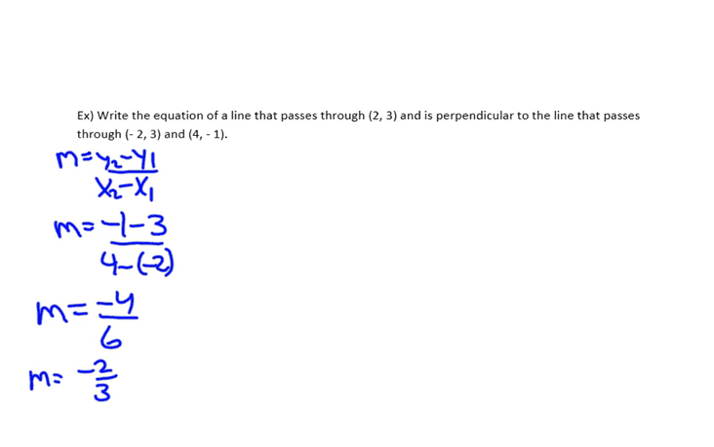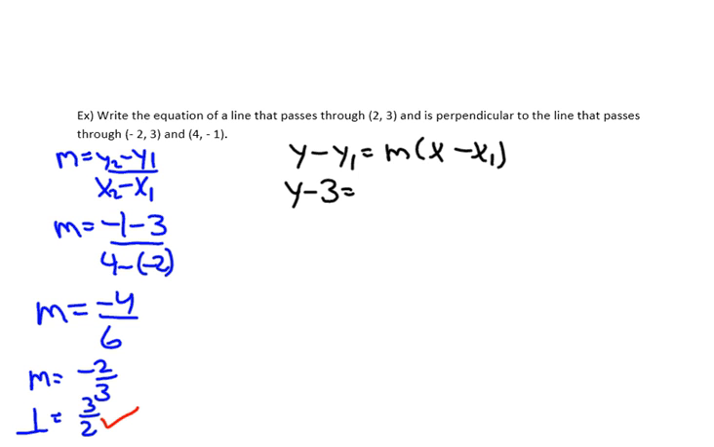Now, keep in mind it's perpendicular. So the perpendicular slope, that's the upside down capital T, is not only the reciprocal, but the opposite sign. So in this case, the perpendicular slope is 3/2. This 3/2 is what I will use for my equation in slope-intercept form. All right, so I'm going to use the ordered pair 2, 3. So that's going to be y minus 3 equal to 3/2 times x minus 2.